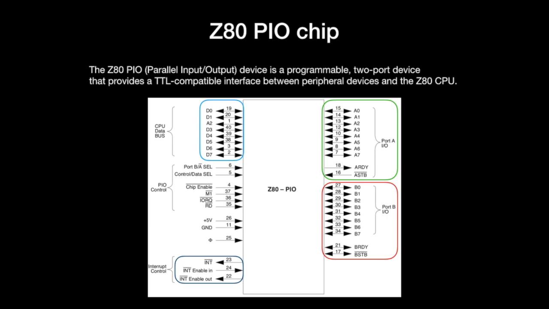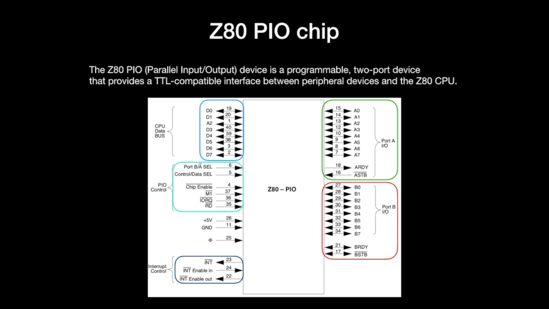The PIO belongs to the Z80 chip family, which means the devices can be daisy-chained with interrupt enable in and interrupt enable out. If you're not familiar with the Z80 interrupts, you should watch Interrupts Part 2 with the Zilog Z80. You can find a link in the description.